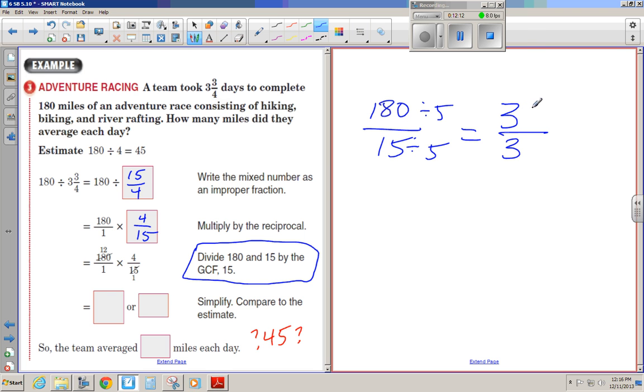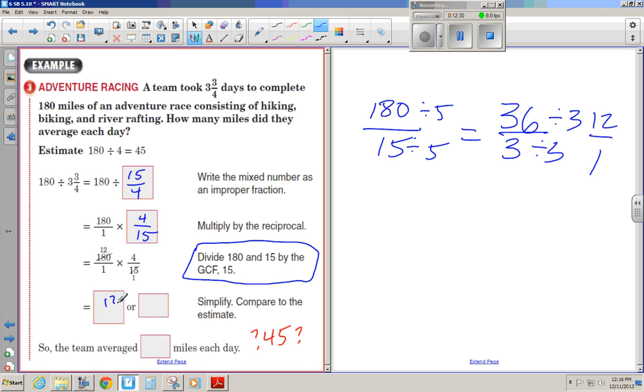And 6. 36/3. And then I'm going to say, hey, those can both be divisible by 3 to give me 12 over 1. So you reduce, you get 12 over 1, which is 12. So the team averaged 12 miles each day.